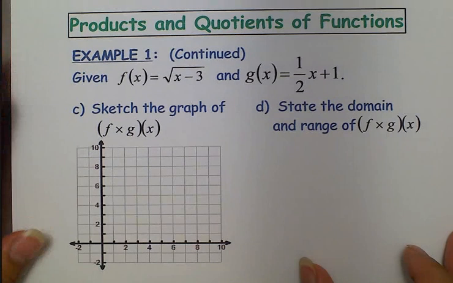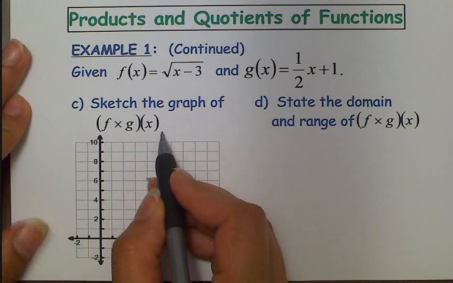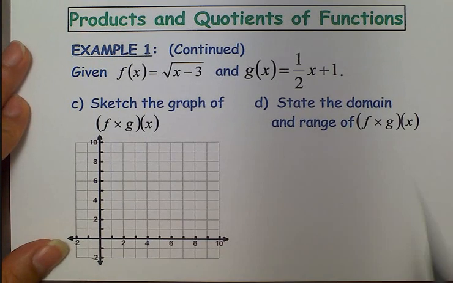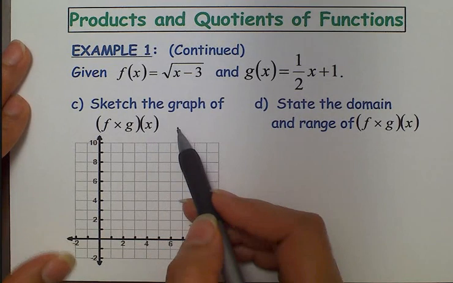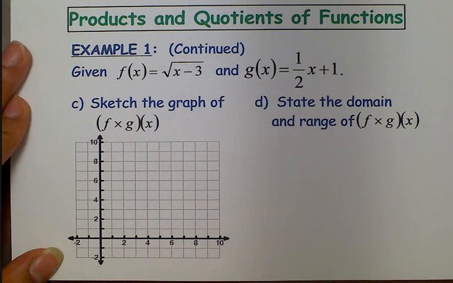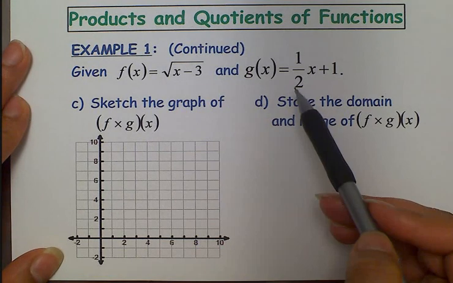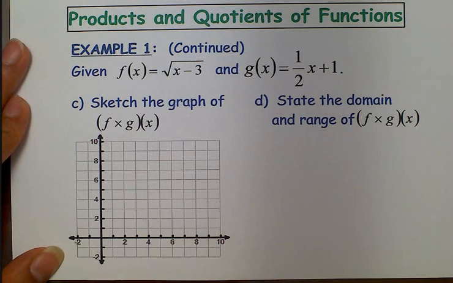Okay, let's look at the next part. In part C, you're asked to sketch the graph of f times g of x. And then in part D, you're looking at the domain and range of f times g of x. Now the problem here is that if I try to graph this, there's no simple way of graphing this. Essentially what you need to do is graph each of the functions and then use the graph of each of the functions to help you graph the product of the functions.